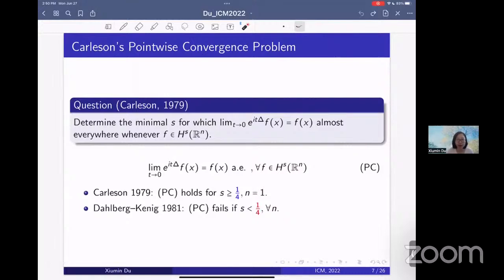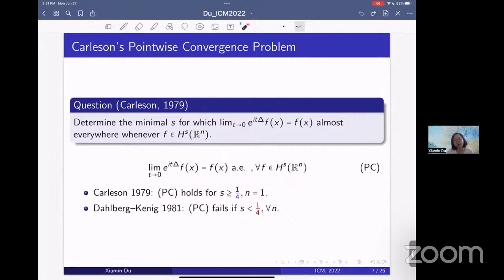Now we are ready to talk about the pointwise convergence problem of Schrödinger solutions. This question was raised by Carleson in 1979. It is to determine the minimal regularity s, such that if the initial data f is in the Sobolev space H^s of R^n, then the pointwise convergence holds. More precisely, as t goes to 0, the solution converges to f(x) for almost every x with respect to the Lebesgue measure. And for convenience, we denote this desired property by PC, short for pointwise convergence.